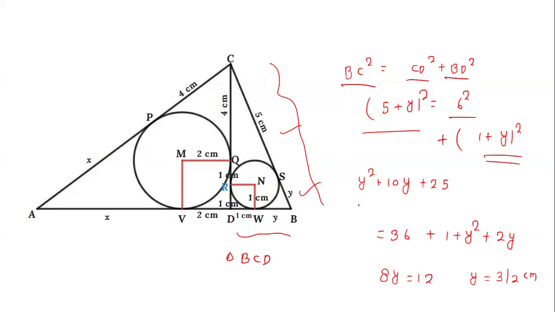So now you can open, it will come like y square plus 10y plus 25 is equal to 36 plus 1 plus y square plus 2y. So after simplifying, you can find the value of y as 3 by 2. So we also now know this y value as 3 by 2 centimeters.